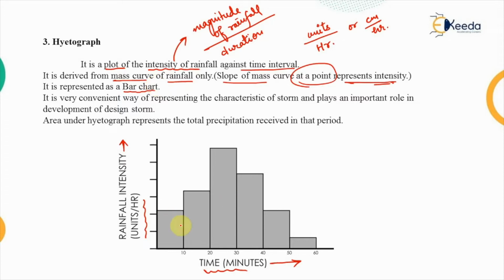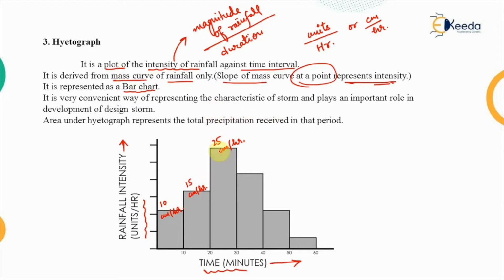Let's say for the first 10 minutes, the intensity of the rainfall was low. That means initially the intensity was 10 centimeters per hour. In the next 10 minutes, the intensity has increased, and that is 15 centimeters per hour. Let's say after that it has suddenly increased and it is 25 centimeters per hour. So that is representing the intensity of the rainfall in a particular duration.